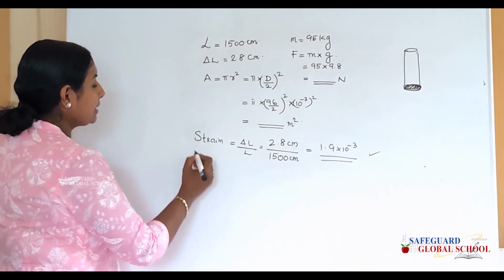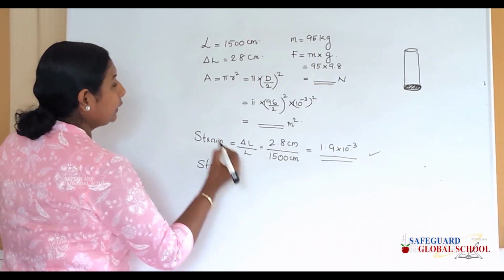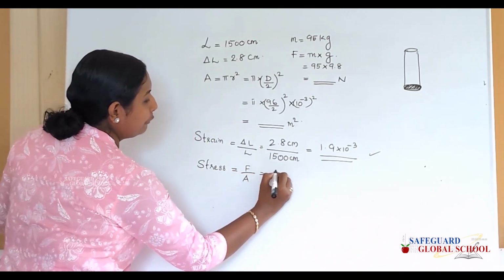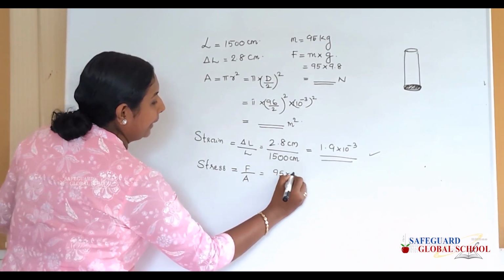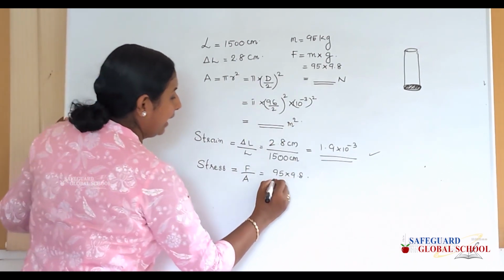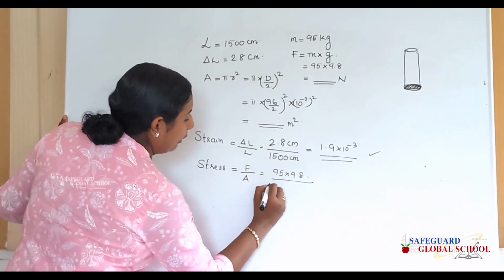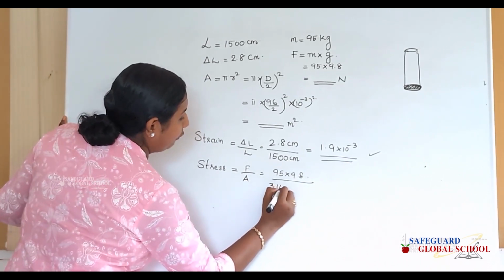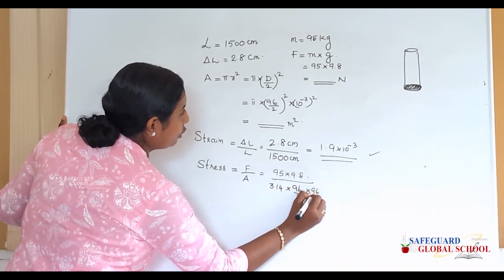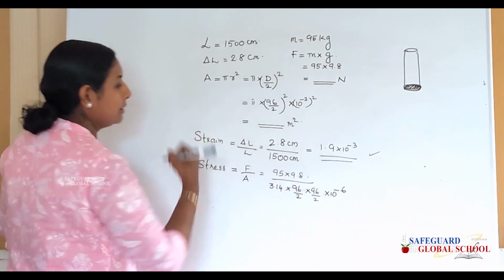So now we are going to calculate the stress. What is stress? It is force by area. So what is the force? It is 95 into 9.8. If the answer is already given here, it's okay, you can directly use the answer here. Otherwise, it is 95 into 9.8 divided by pi, whose value is 3.14, into 96 by 2 into 96 by 2 into 10 raised to minus 6.